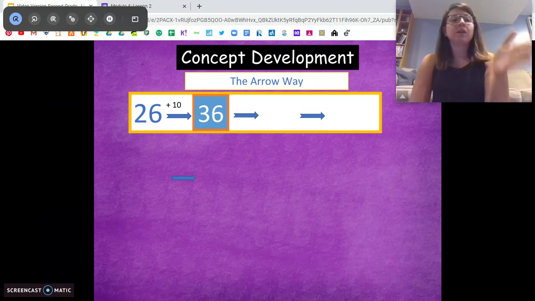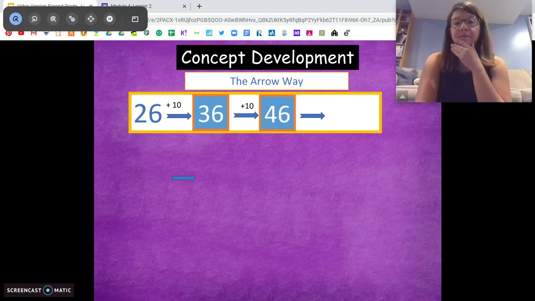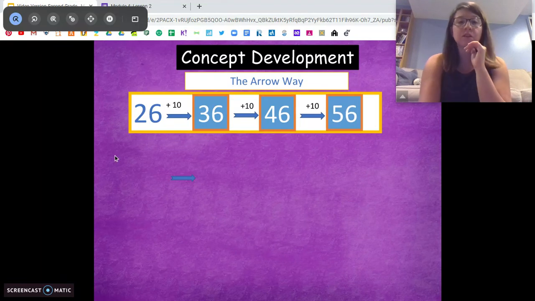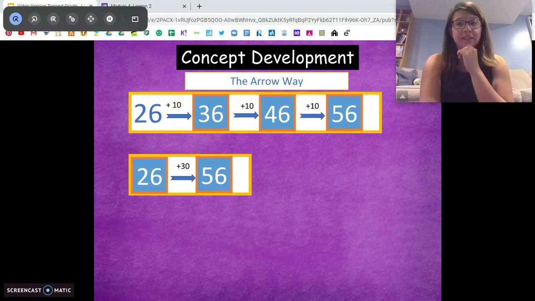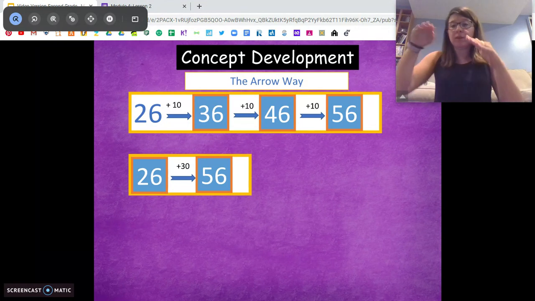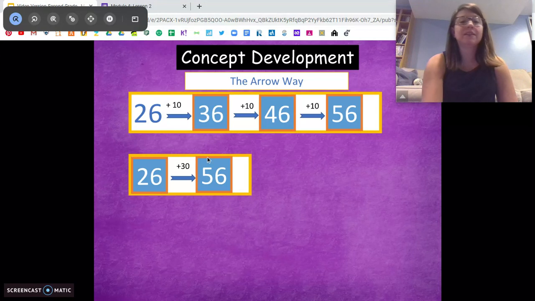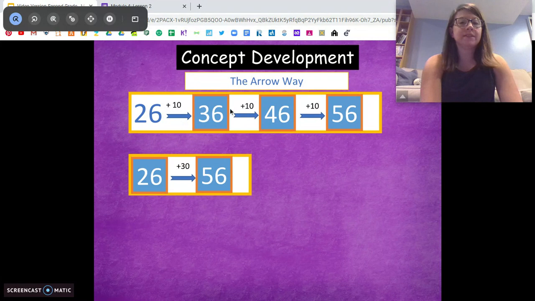So we're going to do 26 plus 10 gets us to 36, plus another 10 gets us to 46, plus another 10 gets us to 56. So we did 26 plus 10, 20, 30 gets us to 56. The arrow way is a way to break down your addition so that you can see it, break it down into parts so that you can see what you're adding. So instead of adding 30 right off the bat, because that can be confusing, we broke it down, okay?